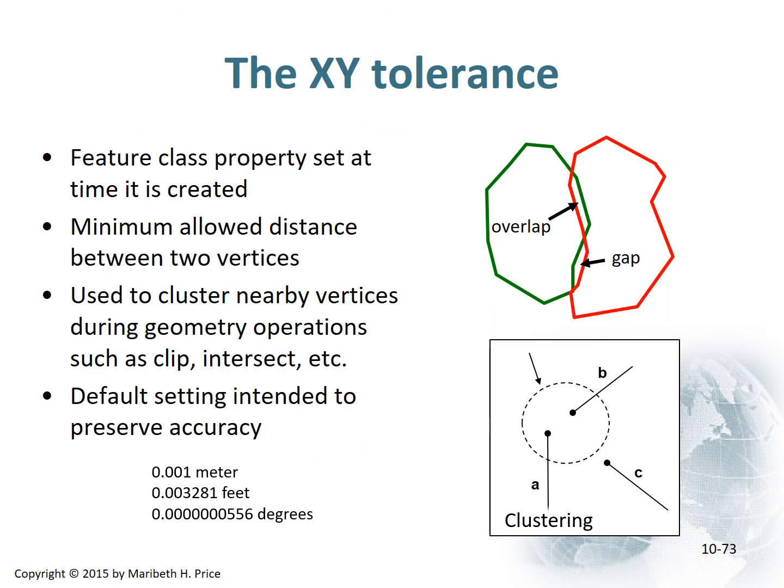XY tolerance is a feature class property set at the time it's created. It's the minimum allowed distance between two vertices. It's used to cluster nearby vertices during geometry operations such as clip and intersect. The default is intended to preserve accuracy, and you can see what those defaults are. And then we have an example up here of what an overlap is and what a gap is. Overlap being areas where the two polygons cover the same space, and a gap being an area where they don't cover in between them.